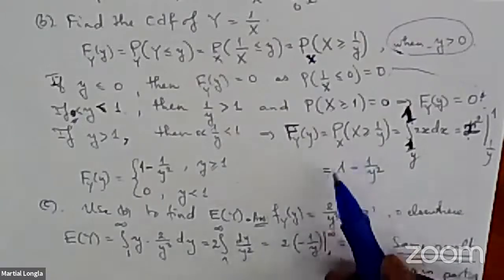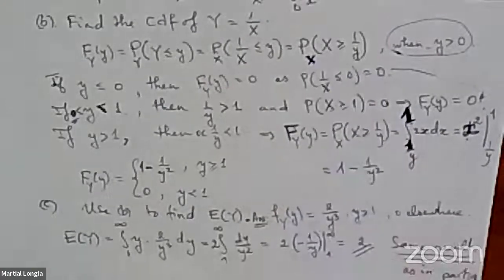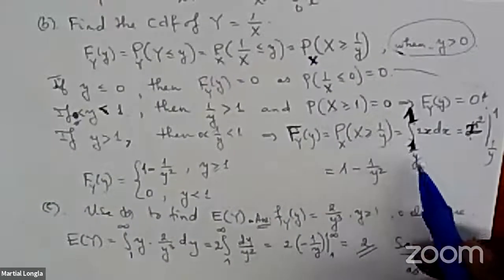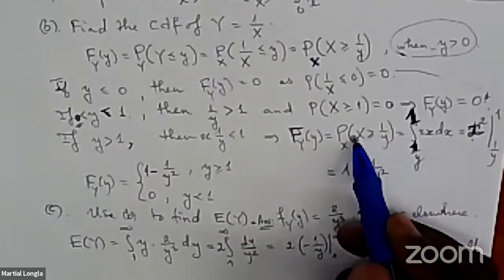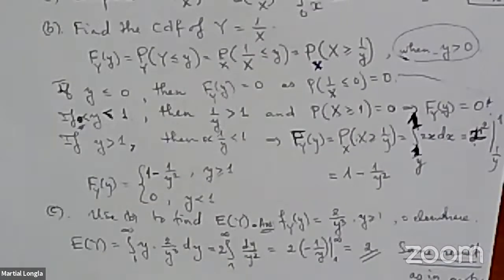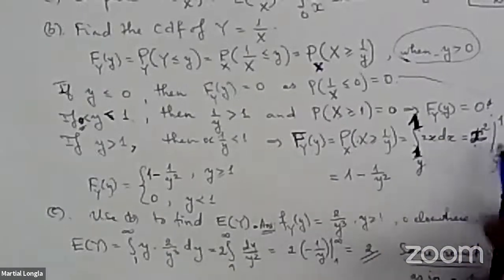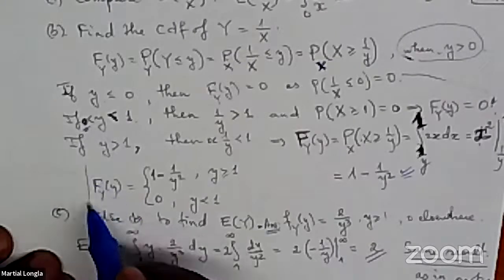then 0 is less than 1 over y less than 1, and then I'm in the range of x. Therefore, it's going to be the probability that capital X is larger than or equal to 1 over y, which is what I had here. And that's going to be the integral from 1 over y, because x is larger than or equal to 1 over y, but we know that x is less than 1, right? That's why we integrate from 1 over y to 1. And the integral of 2x gives you x squared, and then you plug in 1 and 1 over y, so you get that. And so you get the formula of the function that you were looking for.